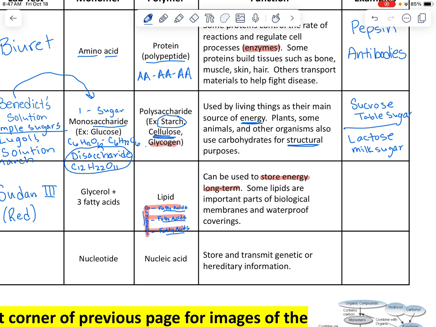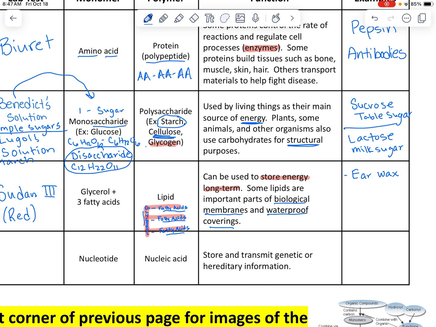Now, there are some lipids that are really important for biological membranes. We'll talk about the cell membrane later on in the year, and something called a phospholipid, which is the building block of a cell membrane. Lipids are also important for any kind of waterproof covering. Your earwax is mostly lipid. The reason you have earwax is to trap dirt and other things that get into your ear, but it also makes your ears waterproof. Otherwise, they'd be really itchy.